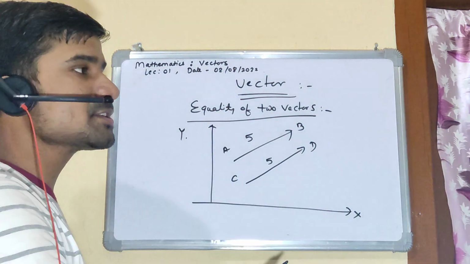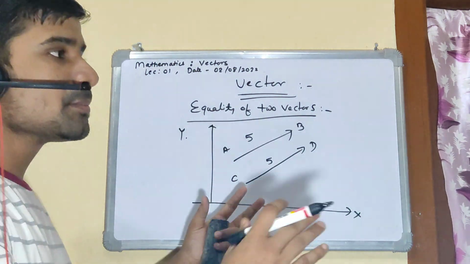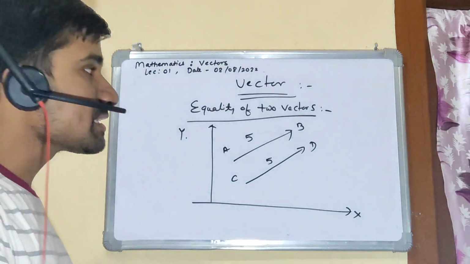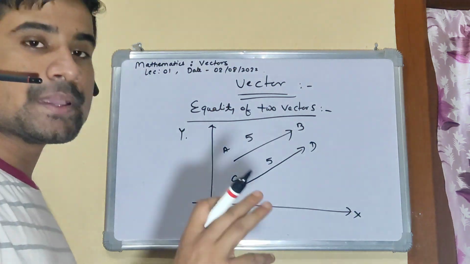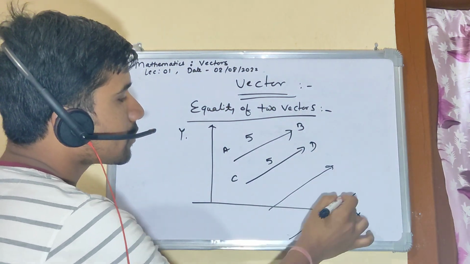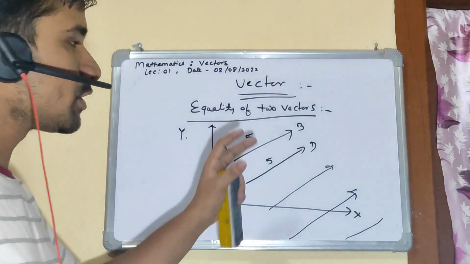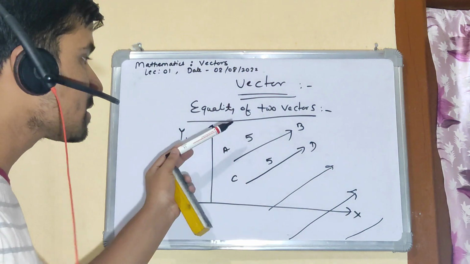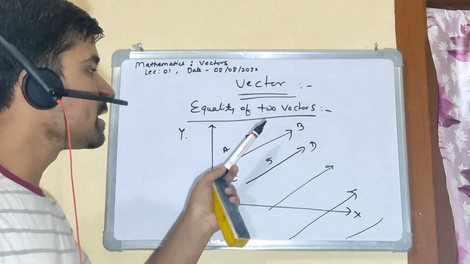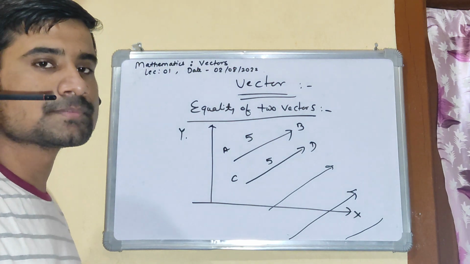And this also tells me that I can project AB vector to any point as long as I am parallel to it and I am keeping the same magnitude, right? So this vector is also equal to AB vector. This vector is also equal to AB vector. So I can project n number of vectors which are equal to AB vector, right? And that does not change anything to AB vector because it is still having the same magnitude and the same direction, right? Okay.